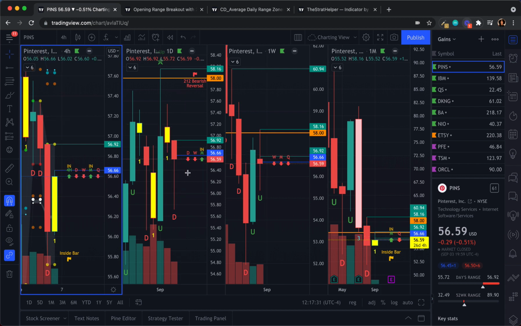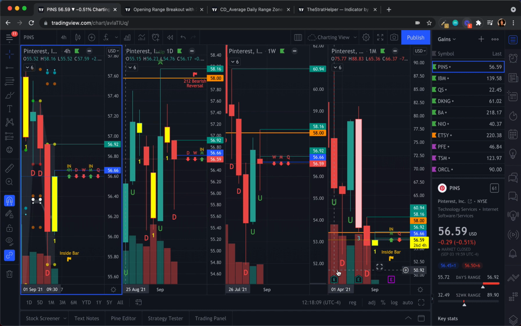So that bullish RevStrat that I'd look to get in at 56.92 and target an options contract with a strike of 58. I could buy that 58 strike options contract a bit early at 56.66 and look for the 212 bullish reversal here. So we have a 2 down, an inside candle. If we cross this inside candle to the upside, we'd have a 212 bullish reversal. And the target for that would be 56.92, which is the entry for the daily RevStrat.